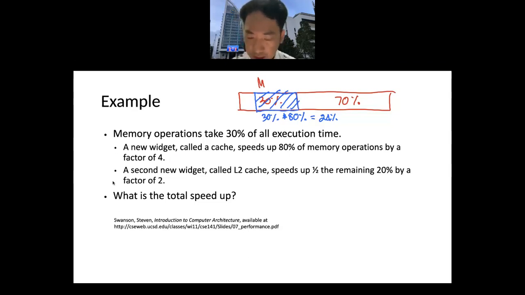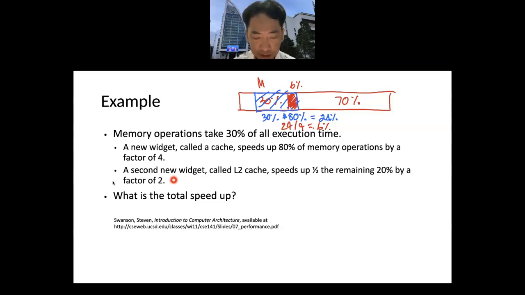What does it mean? 24% of the time here is 4 times faster. So it means that 24 divided by 4, we have only 6%. So instead of 24% here, we have only 6% there.